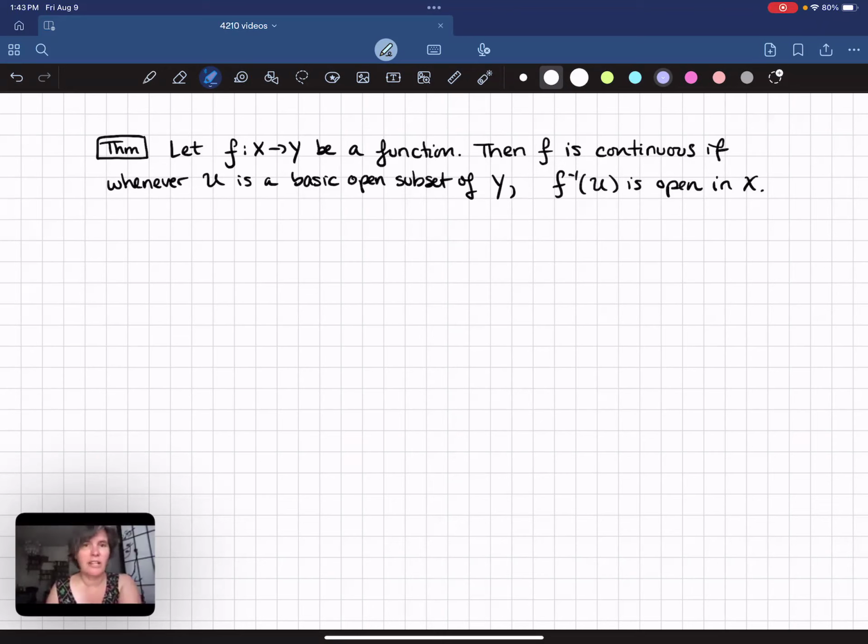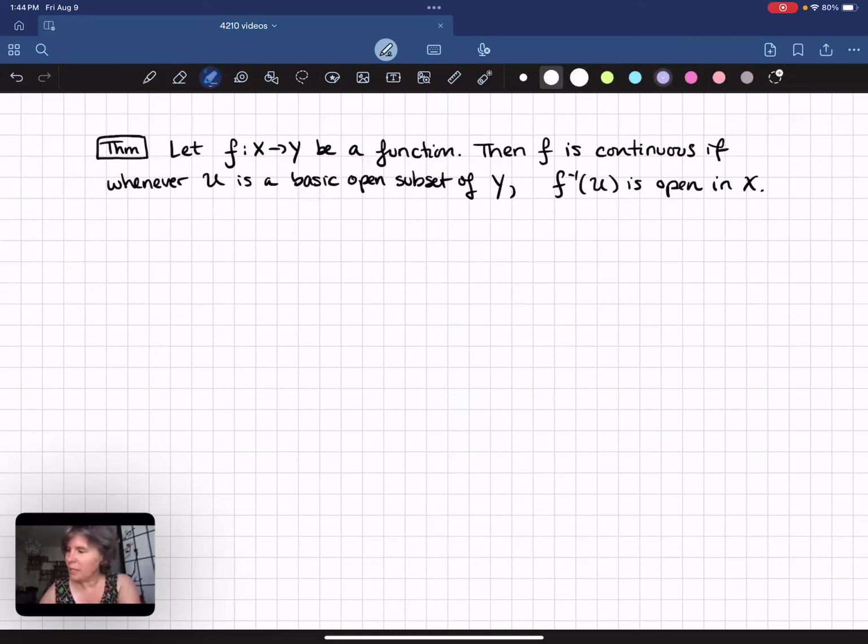Okay, so here's a theorem. Let f from X to Y be a function. Then f is continuous if and only if whenever U is a basic open subset of Y, then f inverse of U is open in X. So how is this different from the standard definition of continuity? I've added the word basic right there.